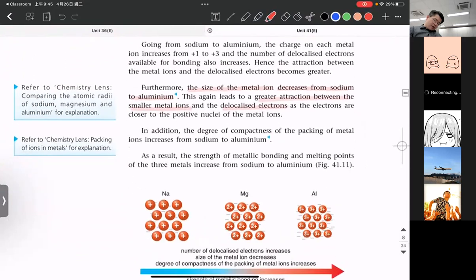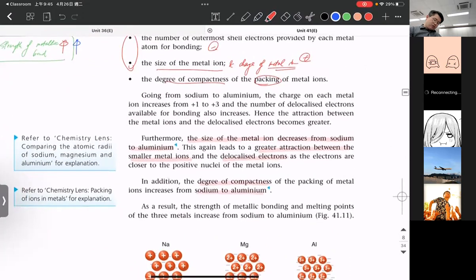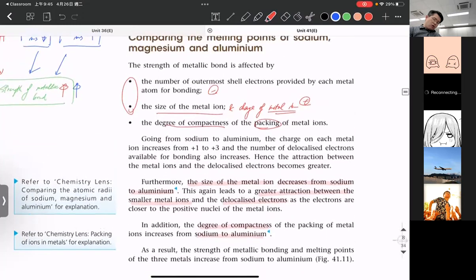As well, the third way is about the degree of compactness. Okay, how close packed it is. From sodium to aluminium, it is more close packed. So altogether, we will talk about metallic bond: the strength of it increases. Now, don't worry too much about this part, the degree of compactness of the packing. You may use a similar principle in molecular structure as well.